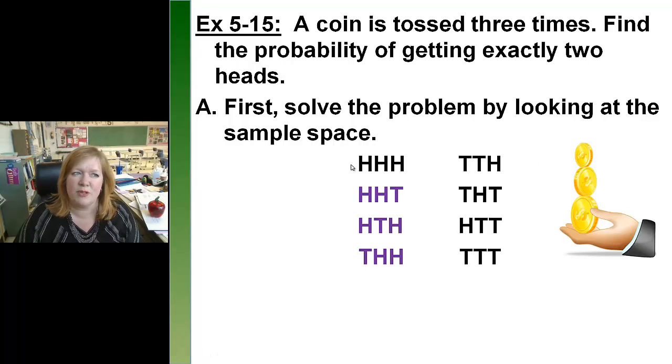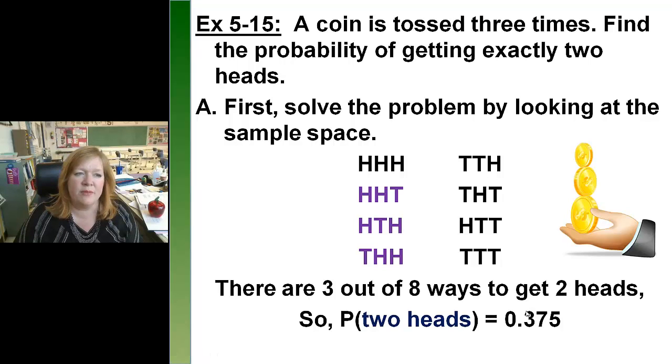So here's the sample space. HHH, HHT, HTH, and so on. And notice the ones that are in purple, those are 2 heads. Better than 1. And there's 3 of them out of 8. So right from the sample space, it's easy to see that the probability of getting 2 heads is 0.375.